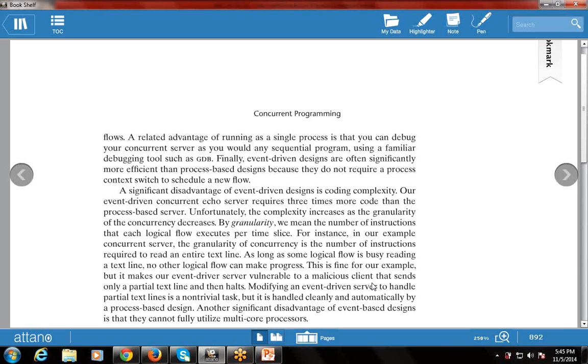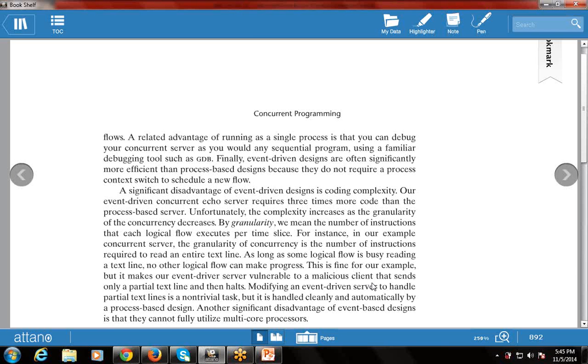Now, what are the cons, that is, the limitations of input-output multiplexing? A significant disadvantage of event-driven design is coding complexity. There is a large amount of code, because there are multiple functions: one is init_pool, one is the echo function, one is the echo server. So this design has coding complexity, that is, more coding is required.